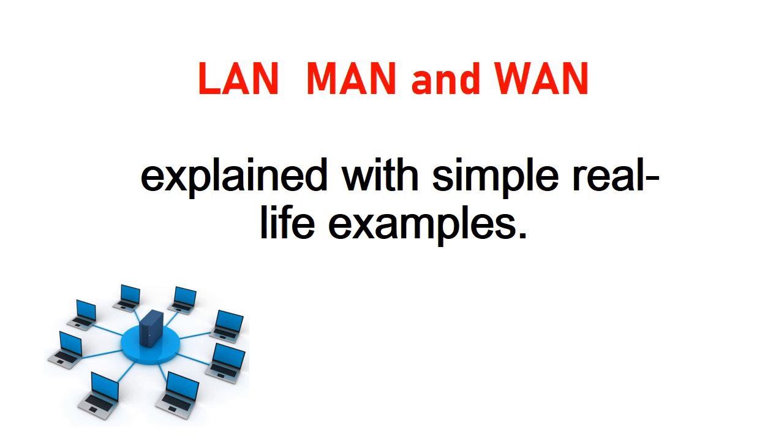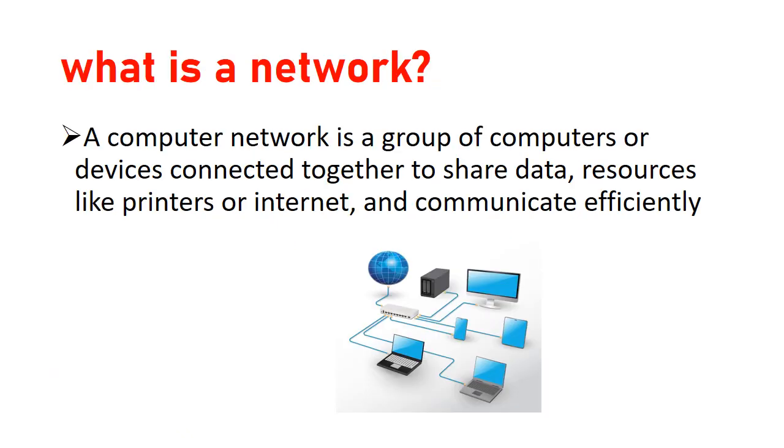First, let's quickly recap. What is a network? A computer network is a group of computers or devices connected together to share data, resources like printers or internet, and communicate efficiently. Now let's dive into the classification based on geographical area and size.